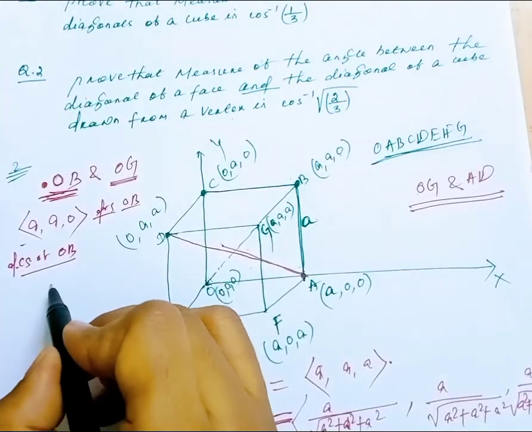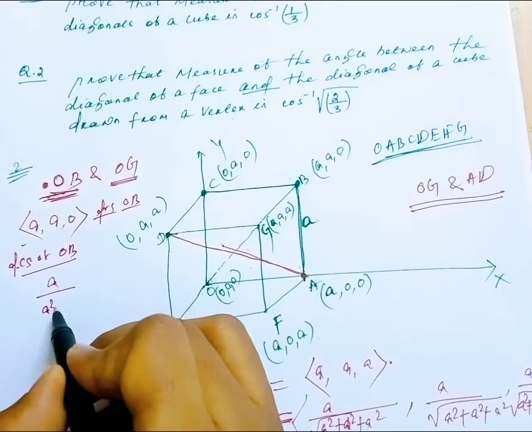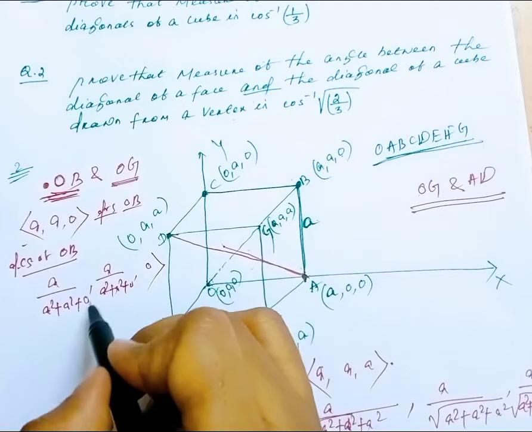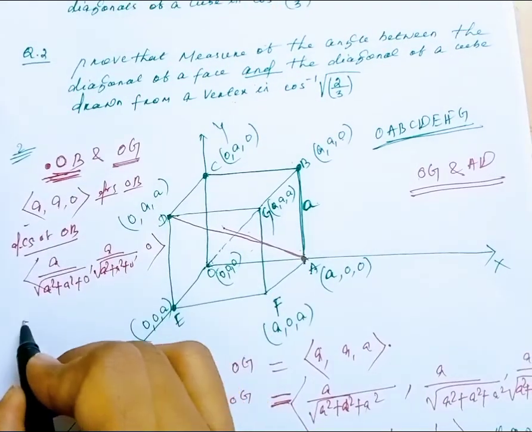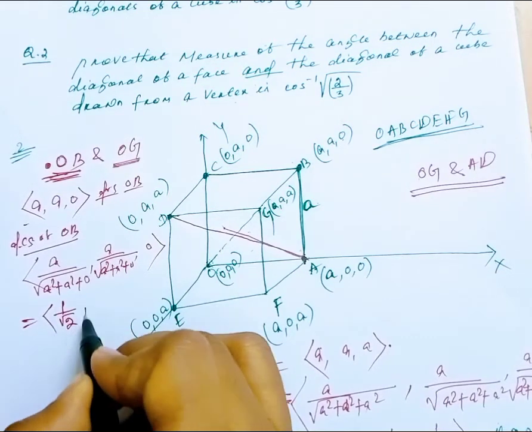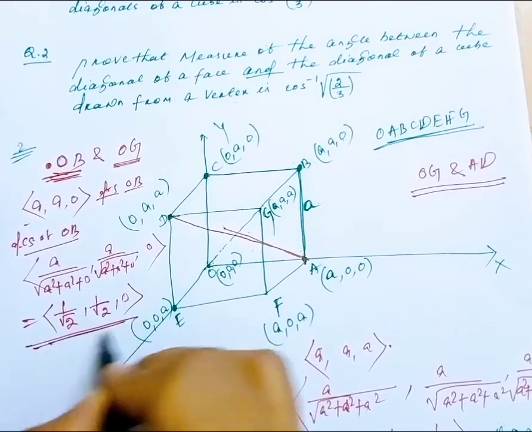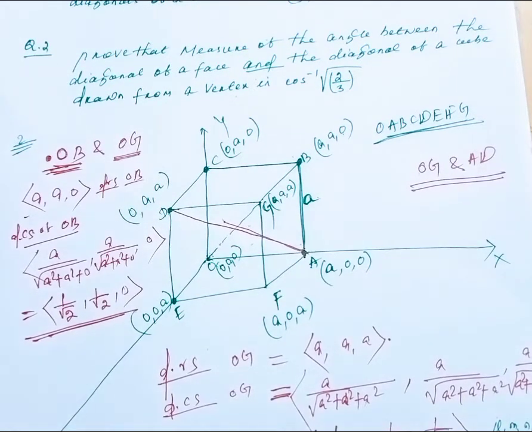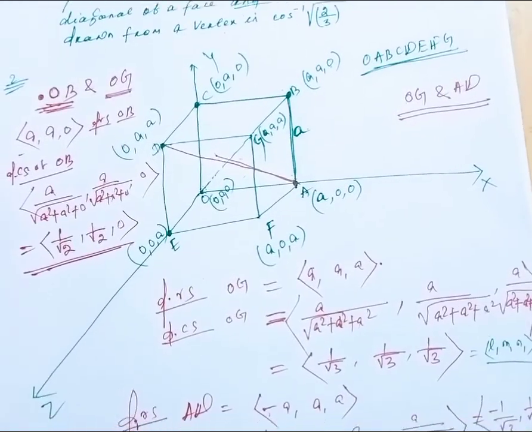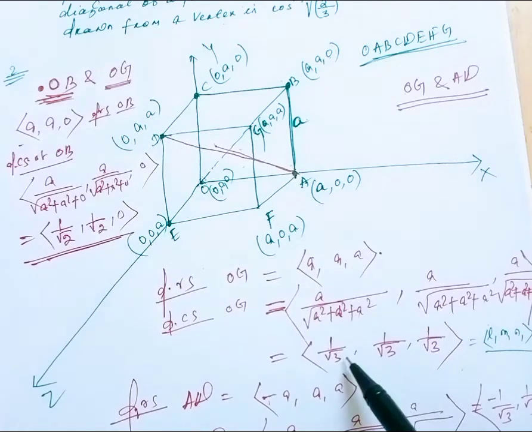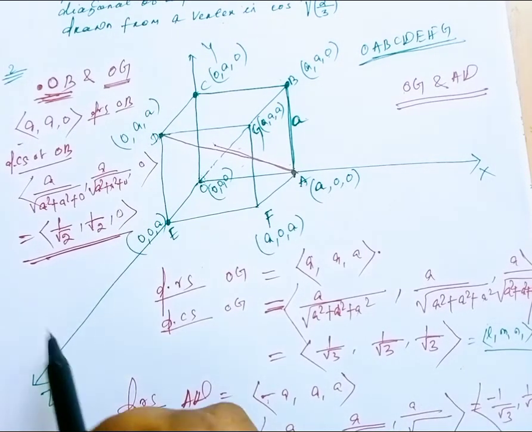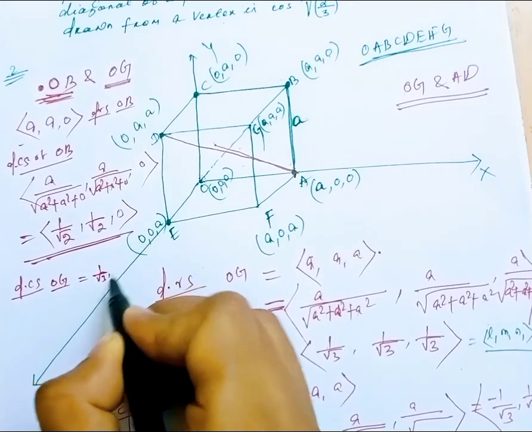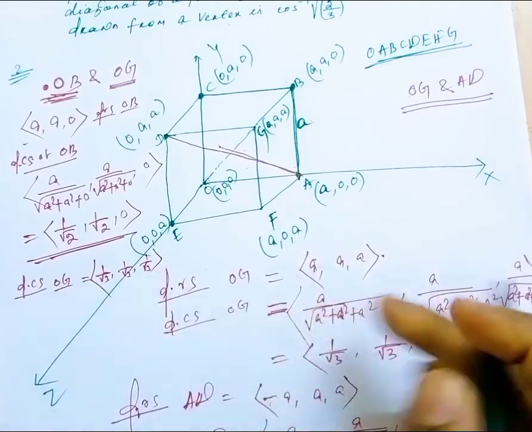So the DCs should be A by square root of A square plus A square plus 0, and so on. According to this, it is 1 by root 2, 1 by root 2 and 0. This is the DCs of your face diagonal OB, and the DCs of your main diagonal is already calculated in question number 1: 1 by root 3, 1 by root 3, 1 by root 3.